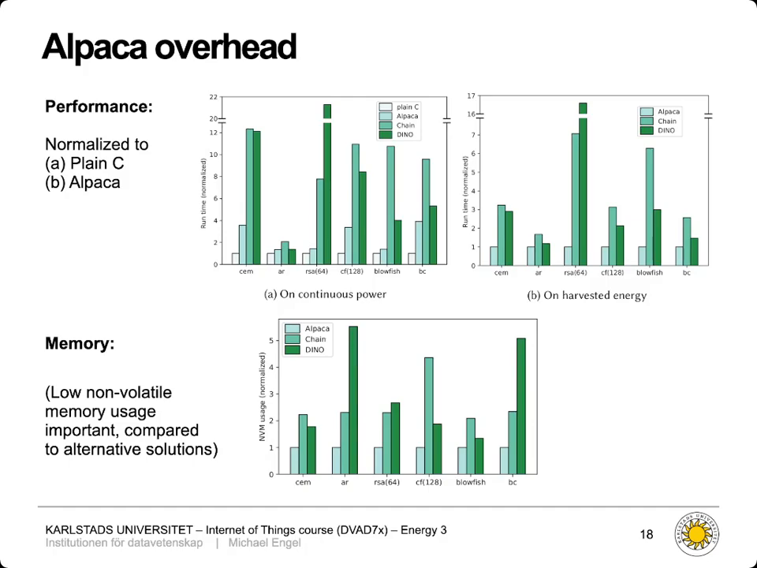Now the memory consumption is also reduced in Alpaca because we're not using checkpoints, we're using tasks. Essentially we have low non-volatile memory usage, and this is relatively important because very often the amount of non-volatile memory is relatively low, and alternative solutions can use up to 5 times the amount of non-volatile memory when they have to do elaborate checkpointing, for example.